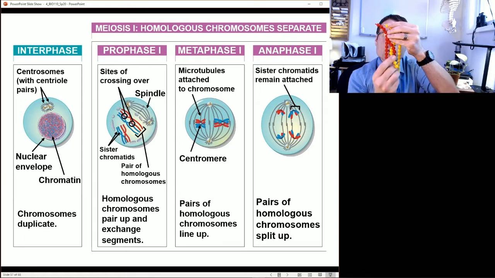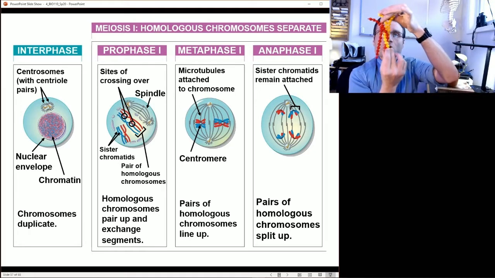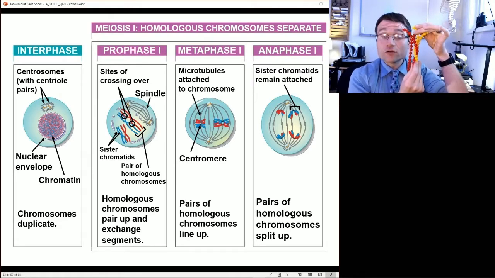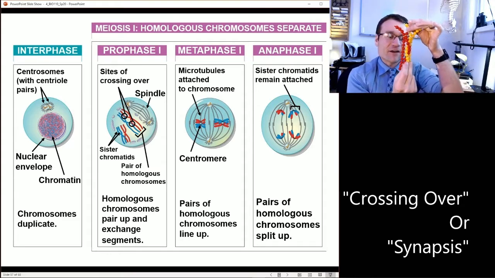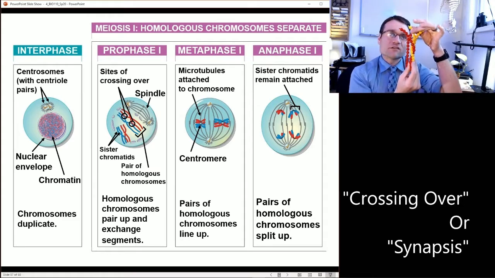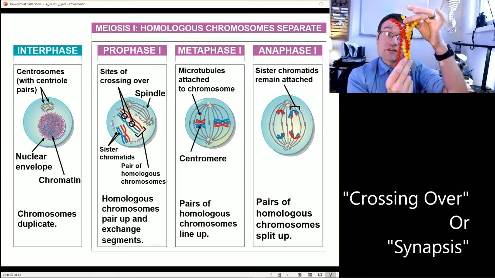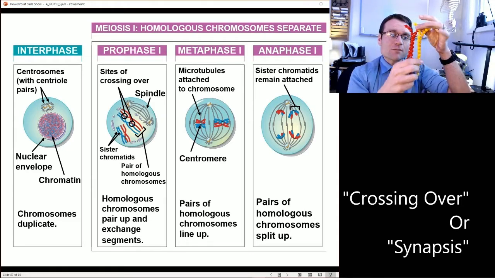Mom's chromosome 1 and dad's chromosome 1 are going to tangle up with each other, but just on one chromatid. This is referred to as crossing over or synapsis. Synapsis is the fun way to say it, but I think most people are more comfortable with the idea of crossing over. What are they doing when they do this?